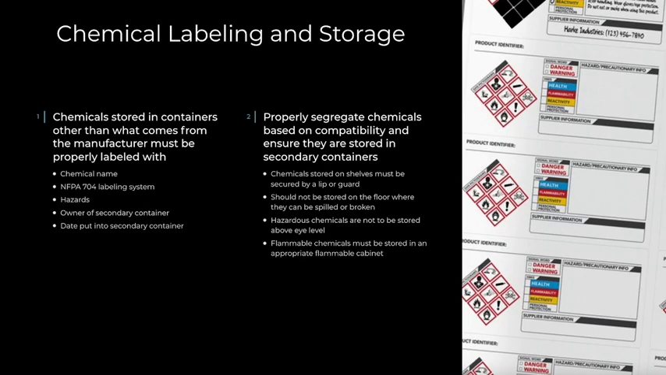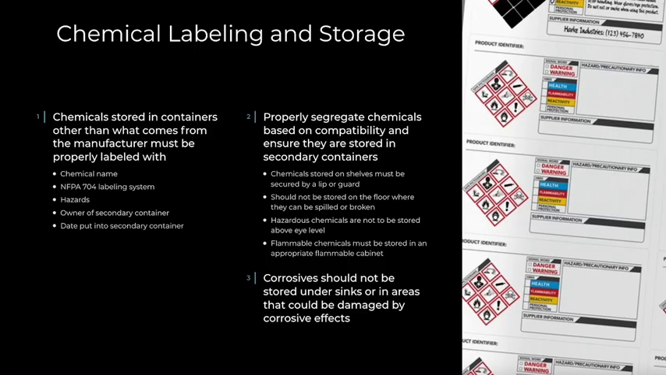Chemical labeling and storage is crucial in any laboratory or facility that uses hazardous chemicals. The following guidelines must be followed to ensure the safety of all personnel and the facility. Chemicals stored in containers other than what comes from the manufacturer must be properly labeled with the chemical name, the NFPA 704 labeling system, hazards, the owner of the secondary container, and the date put into the secondary container.